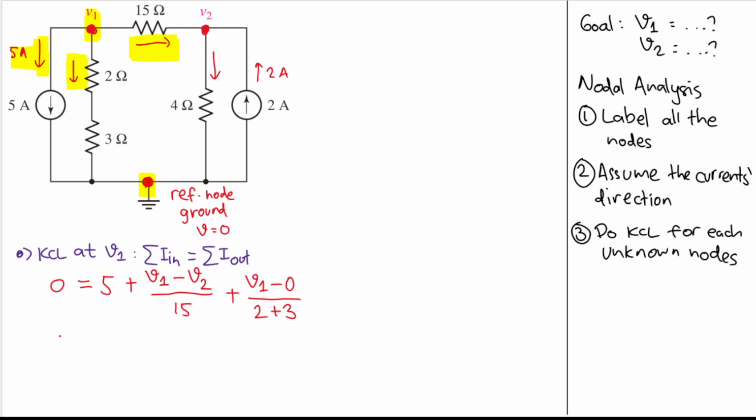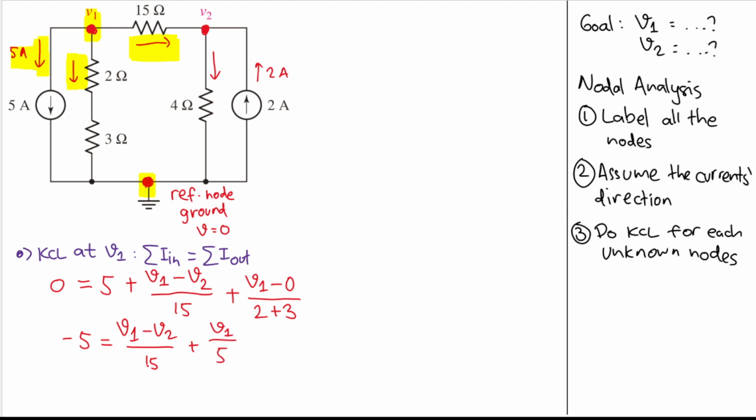I think I will have 0 is equal to, oh, maybe let's move this 5 to the left hand side. So we will have minus 5. And then that will equal, nothing that we can do here. So we'll have V1 minus V2 divided by 15. And then here I will have plus V1 divided by 5.